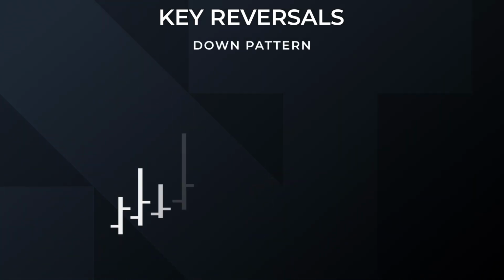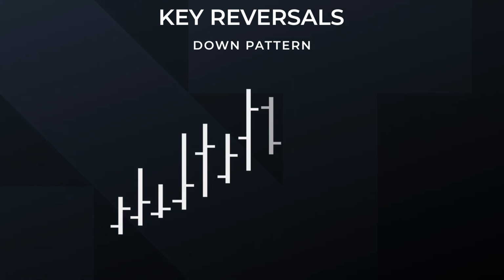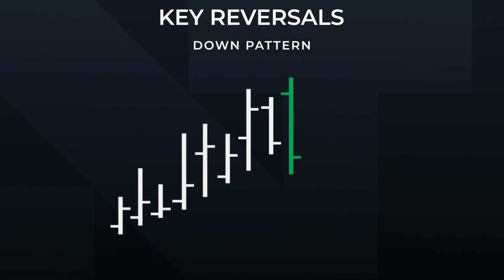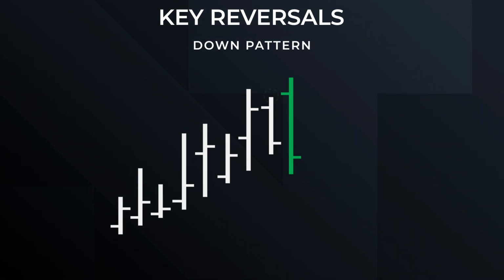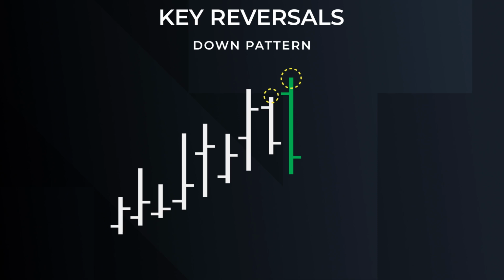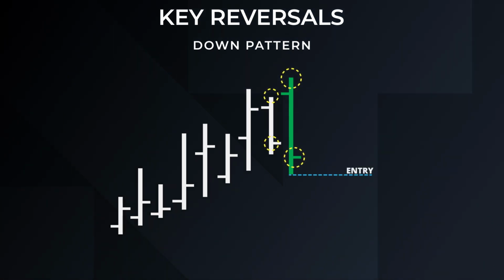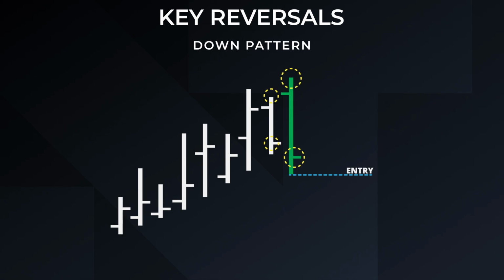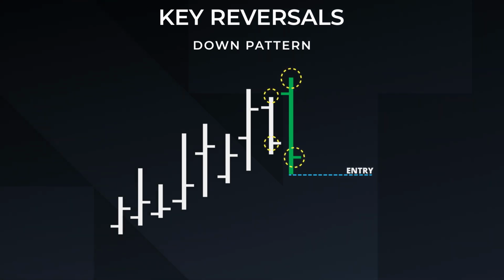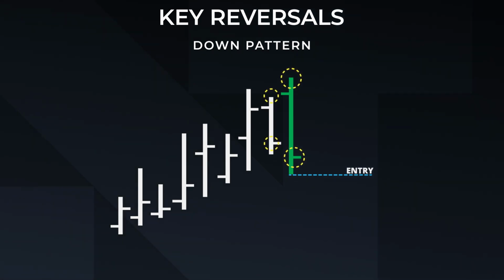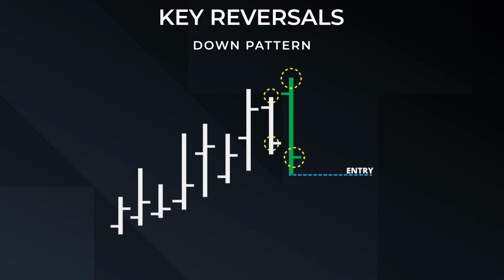A key reversal down pattern starts in an uptrend. Then the key reversal bar, current bar, makes a high that is higher than the previous bar. And then the close of the key reversal bar, current bar, is lower than the close of the previous bar. Again, this can often create an outside engulfing bar. And here, orders are generally placed slightly below the low to help confirm the new direction.